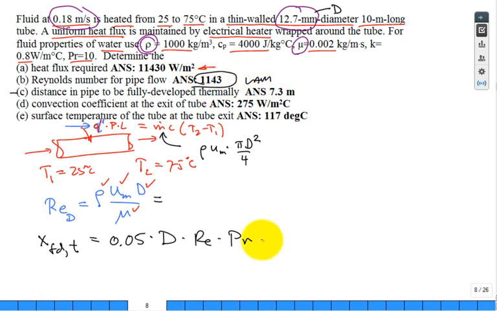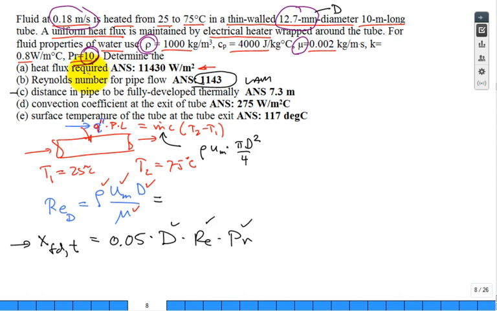So I kind of jumped to this equation. What happens if it would have been 11,430 for the Reynolds number? Can I use this equation? No. What equation would I use? 10 diameters. Okay, but we have laminar flow, so we use this equation. And the 1/20th, the diameter known, the Reynolds number calculated, Prandtl number is given right here, 10.